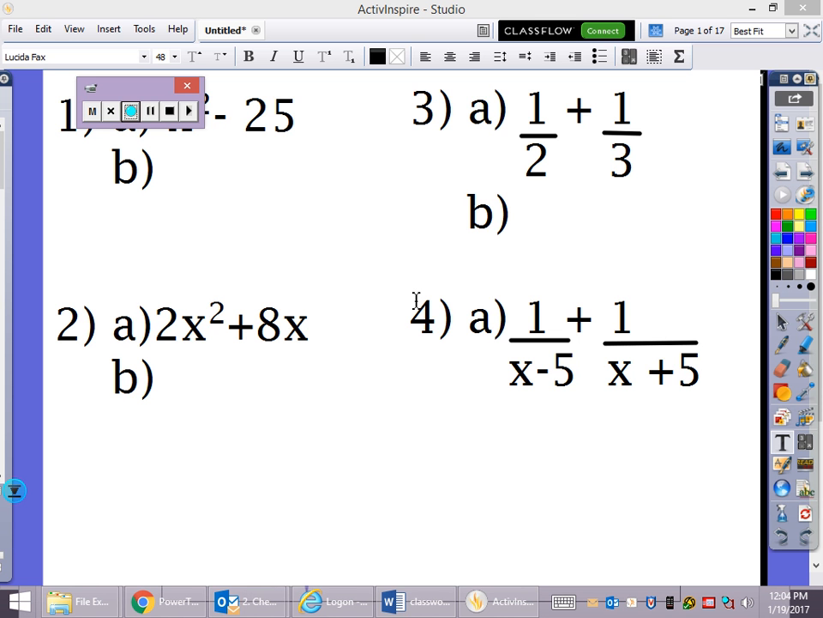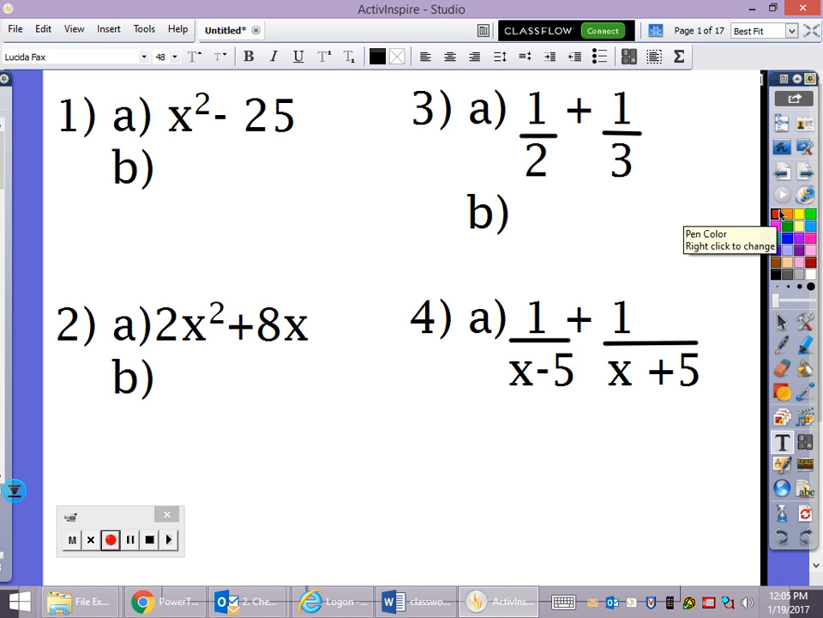Okay, so we're going to start off with some middle school math and some algebra to tie in so that you can see what you've been doing in trig is not all that different. Okay, so who would like to tackle this first one? X squared minus 25. Yes, ma'am.